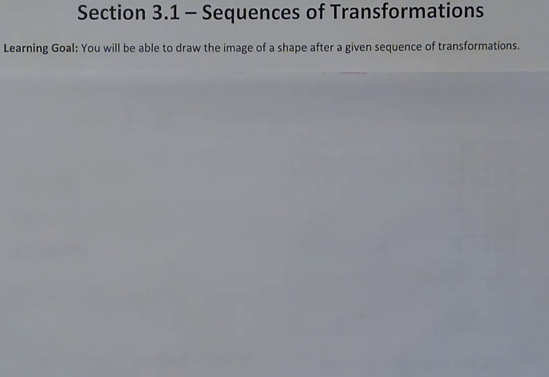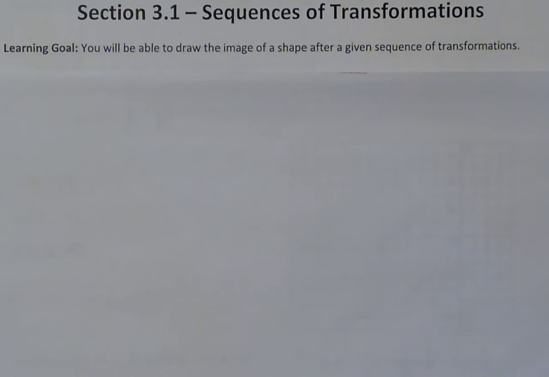For today's lesson, we're going to be taking a look at section 3.1, which is going to deal with sequences of transformations. So 3.1 is our start of Module 3, which is going to build off of Module 2, where we talk about translations, rotations, and reflections. So we're going to carry those three different types of transformations and how to use coordinate notation into our lesson for today. All right, section 3.1 on sequences of transformations.